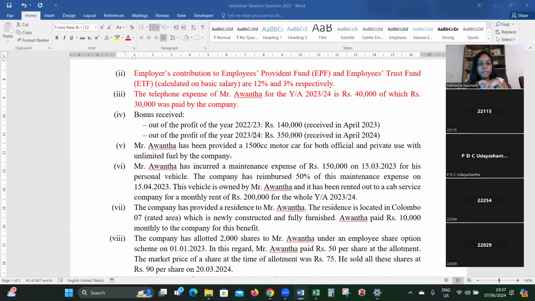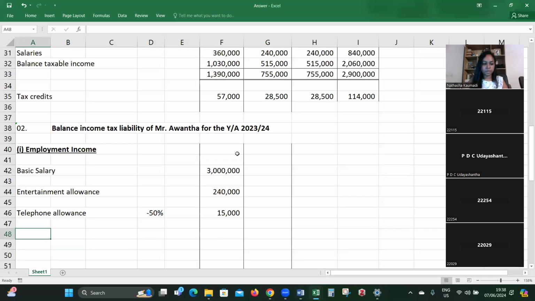Now, when we are taking the benefit of bonuses, what is the basis you use? We are using the cash basis, right? We have received these bonuses in this year of assessment, that is on cash basis, so you can consider that. We'll take it first. Bonuses received in April 2023. That amount is 140,000.